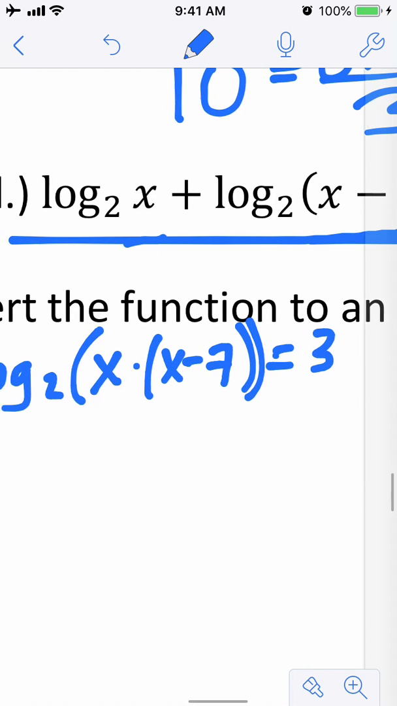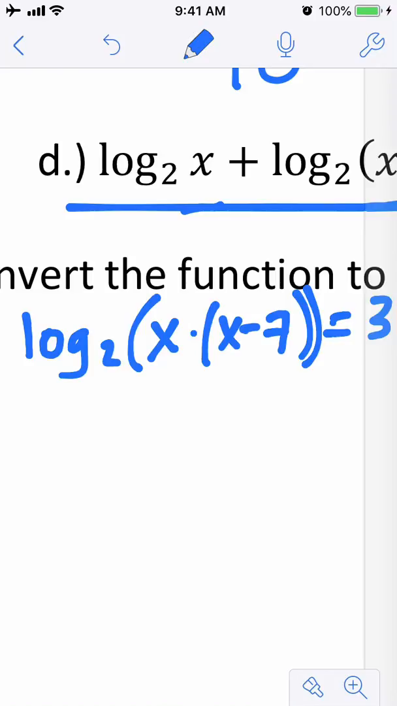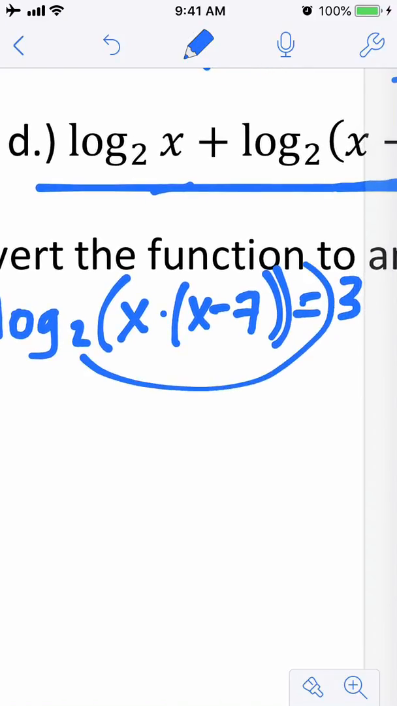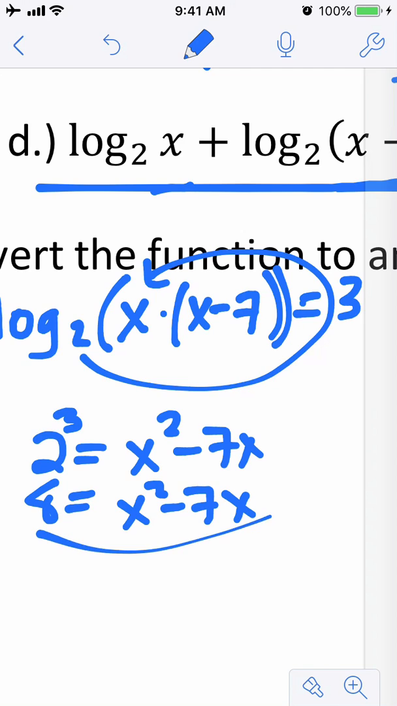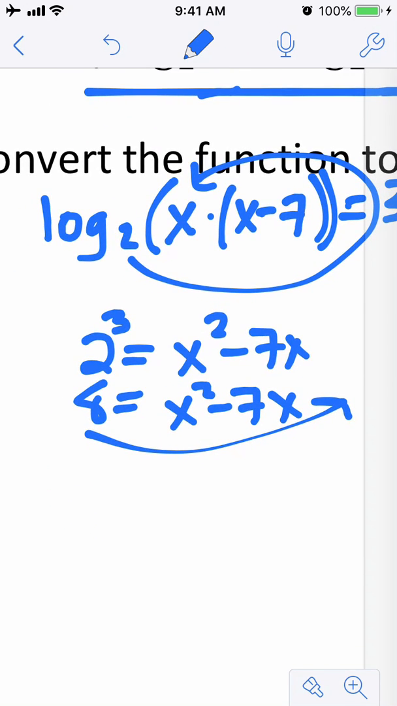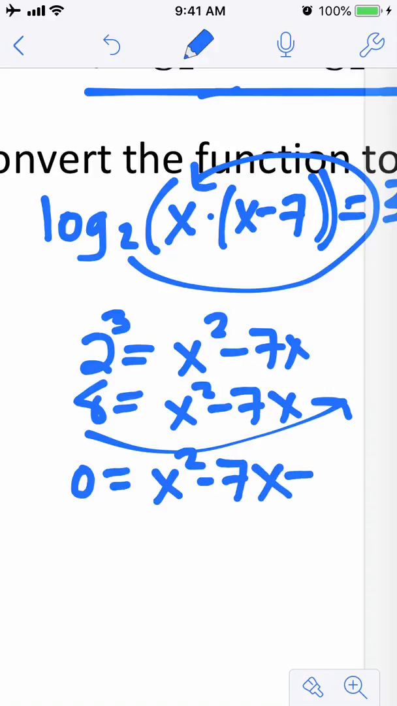Oh well. Okay. Cool. I'm already simplified with my log rules. Now I just have to make my circle. So I get 2 to the third is equal to, I'm actually going to multiply that out, x squared minus 7x. Okay. It's a quadratic. Don't panic. We're going to be fine. 2 to the third is 8. Move the 8 to the other side. You've got 0 equals x squared minus 7x minus 8.